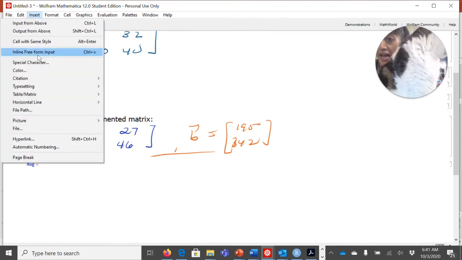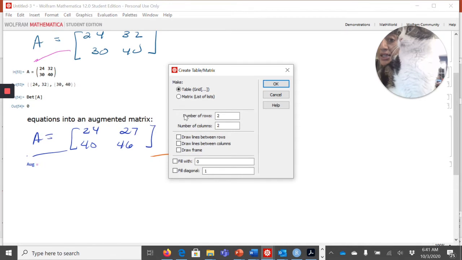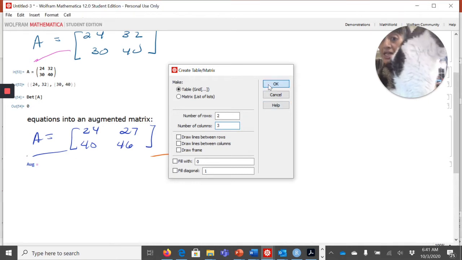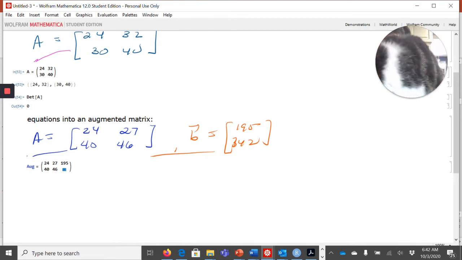In this case, I'm going to have a 2 by 2, but I have the B vector too, so it's still 2 rows, but it's going to be 3 columns. So that's going to go in here. So that's my augmented matrix. And I'm going to put the parentheses around there, and I'm going to put in 24, 27, and then 195, and then 40, and then 46, and then 342.